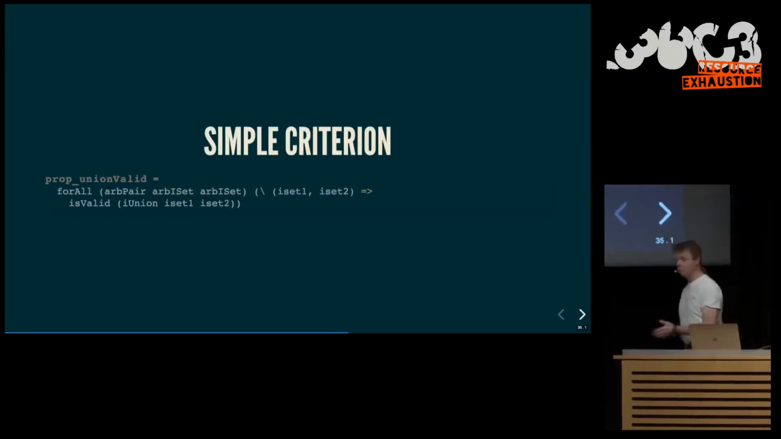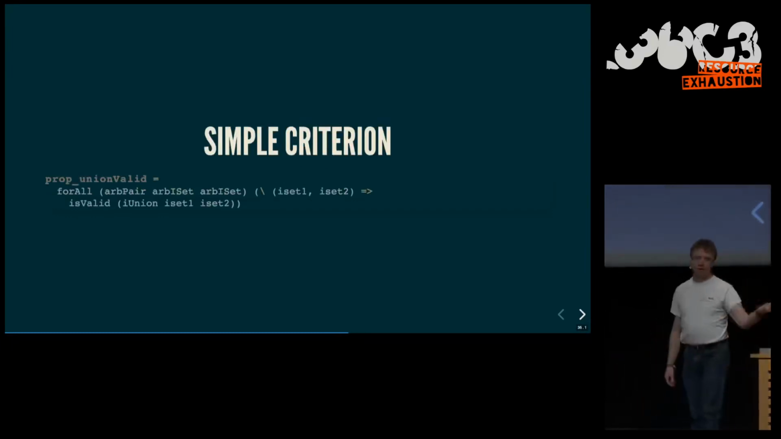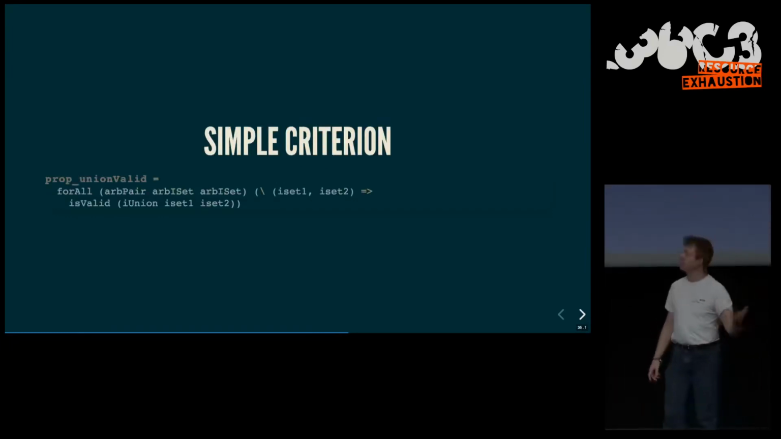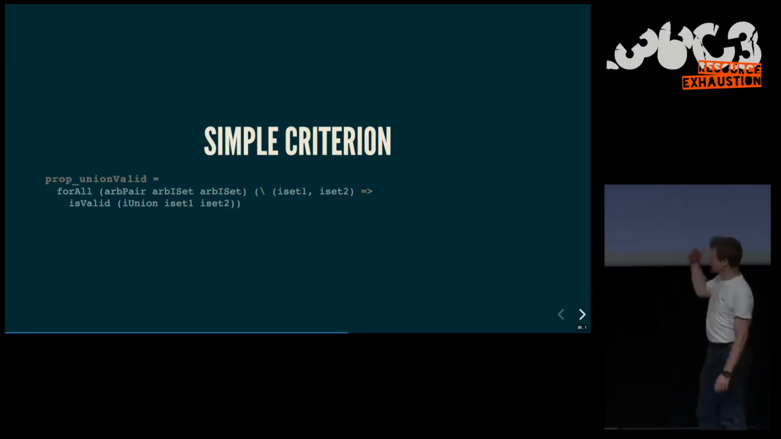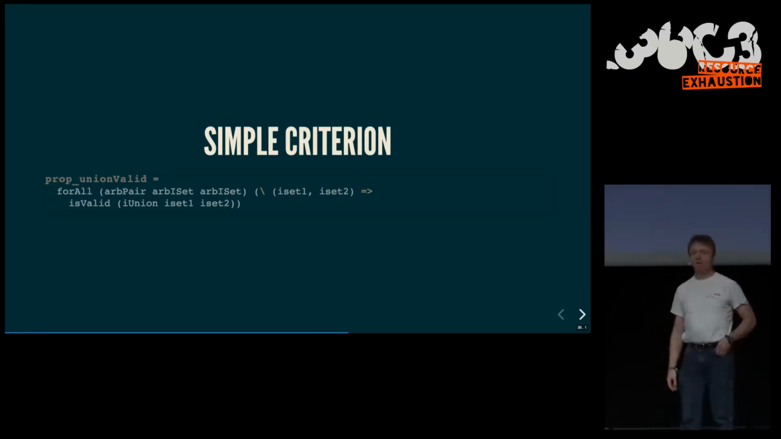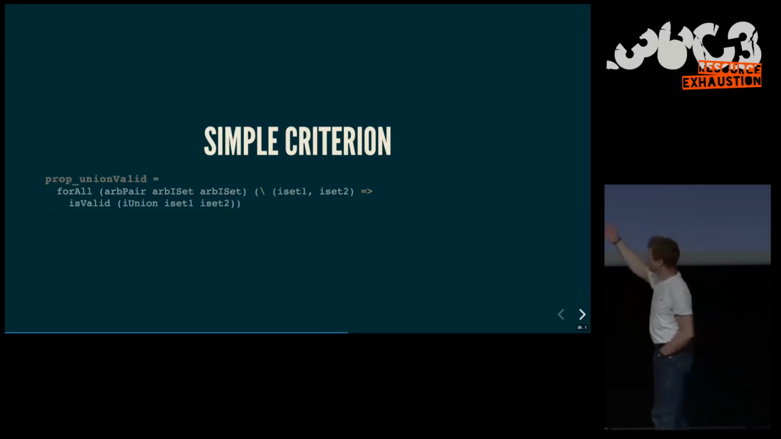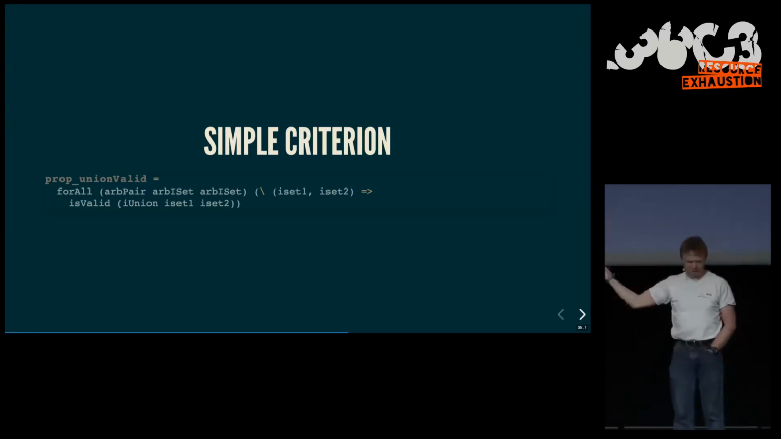What we do is we write down properties. Of course, we could write down associativity. I'll leave that as an exercise. Another one is just a very simple property that says for all pairs of two arbitrary interval sets, we want the union of those two interval sets to be a valid data structure. We want the union function to preserve validity.